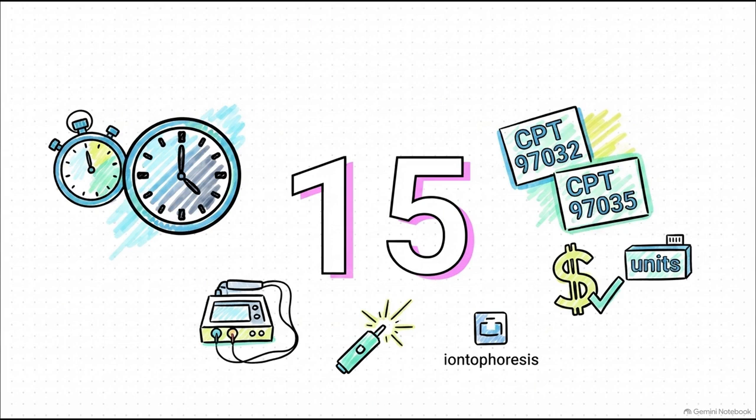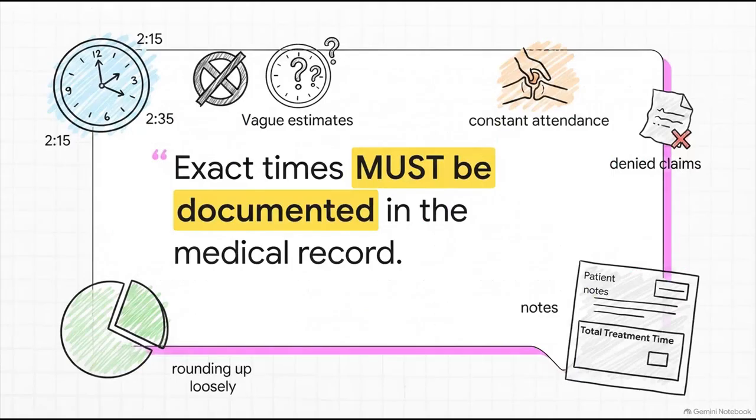Each code represents one 15-minute block, meaning each code should be billed for at least one unit based on the standard CPT time rules. And because we are dealing with time-based codes here, documentation is literally everything. Our guidelines explicitly state exact times must be documented in the medical record. This is completely non-negotiable. Vague estimates, rounding up loosely, forgetting to note your start and stop times, all of that will just result in denied claims. The exact minutes you spend providing these services have to be accurately reflected right under total treatment time.